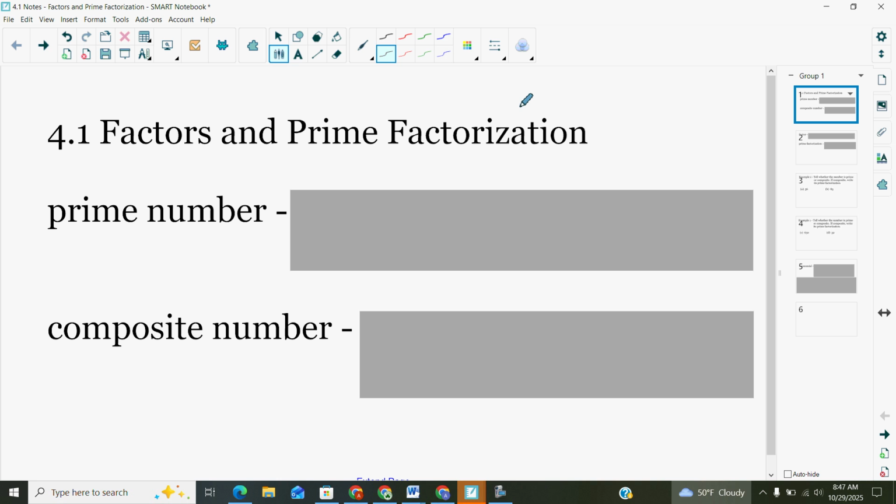Section 4.1 in your textbook is titled Factors and Prime Factorization. We're going to start off with a couple definitions here. First is a prime number.